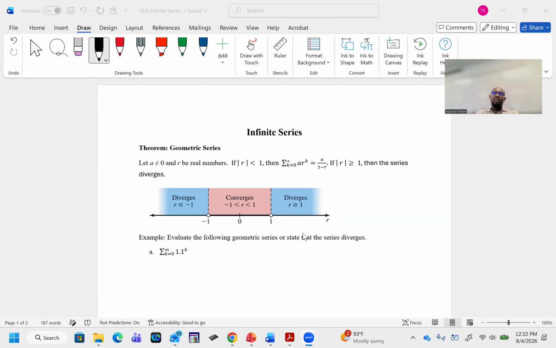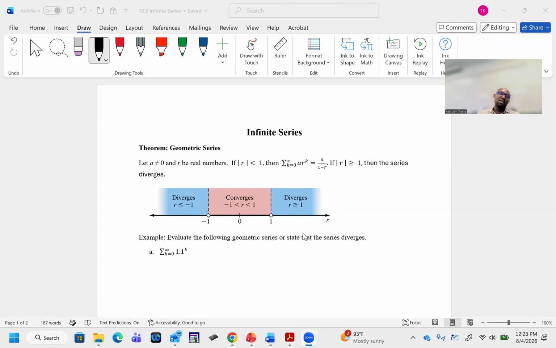Hello everyone, welcome back. So in this section, we'll talk about infinite series. We begin our discussion of infinite series with geometric series, okay? These series arise more frequently than any other infinite series, and they are used in many practical problems because they illustrate all the essential features of infinite series in general.